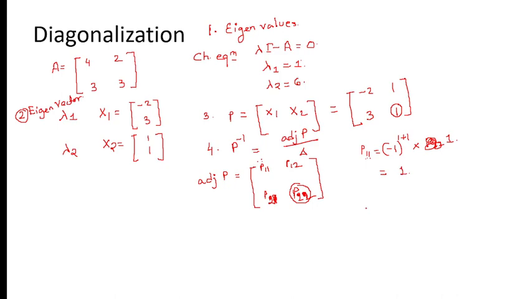Similarly, if you go for P12, it will be -1 to the power of 1 plus 2 into the minor, since it is the first row and second column. If you hide those, what remains is this 3. So this 3 will be here.